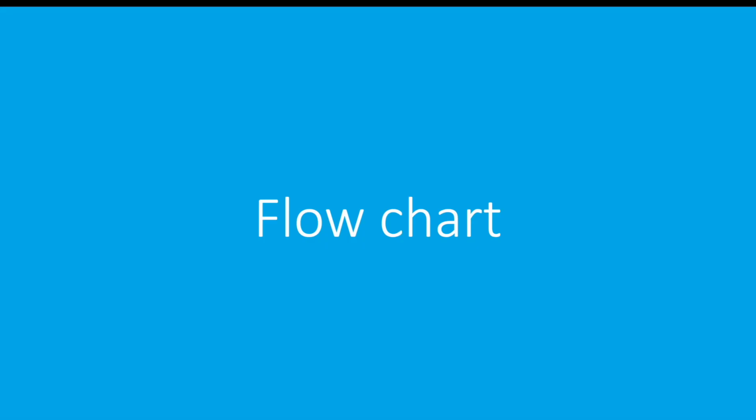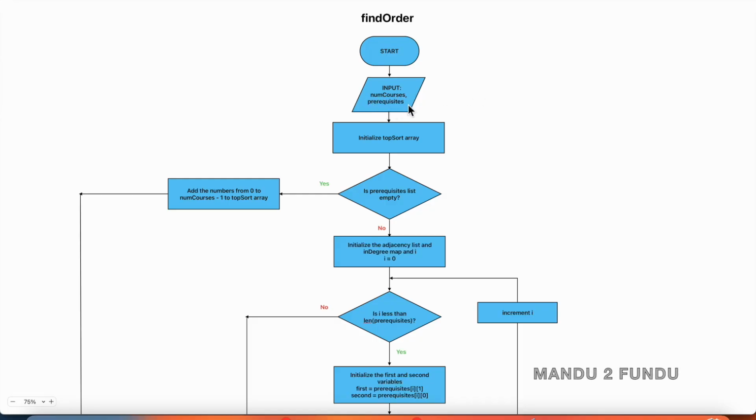Let's look at the flowchart. Input for this procedure is num courses and the prerequisites array. And first we initialize the top sort array, and then we check whether the length of the prerequisites array is 0. If so, we can take the course in any order. So we simply return all the numbers in that range from 0 to num courses minus 1 and add it to the topological sort array and return it.